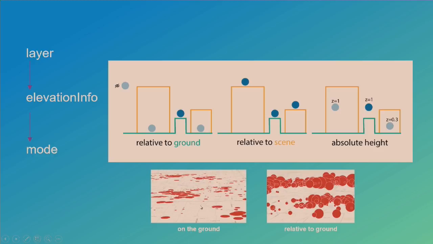And what this does is drape your features on the ground. So it basically converts them to a raster, and it puts the raster on the elevation. For points, I rarely use this. I prefer to use relative to ground because then they're billboarded, and they are in 3D basically.